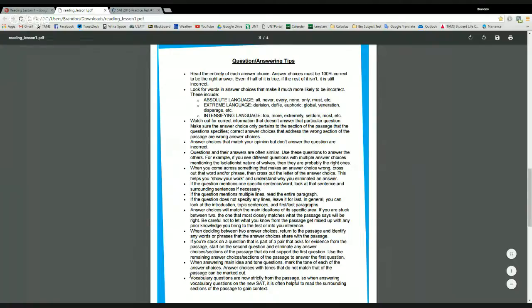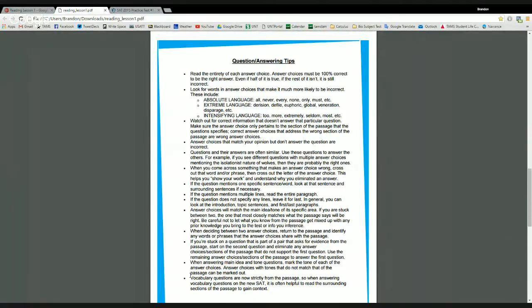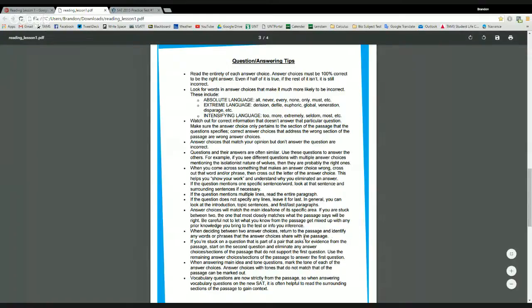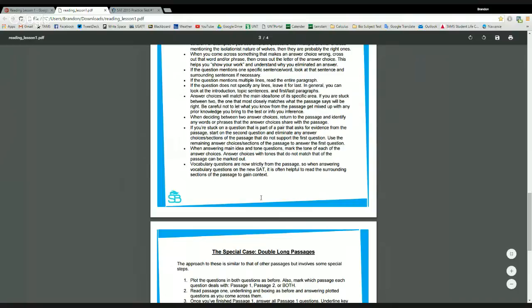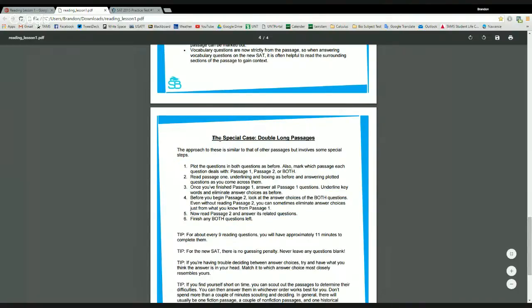Vocab questions are not strictly from the passage, so when you're answering vocab questions on the SAT, it is often helpful to read the surrounding sections of the passage to gain context. So again, just read around the vocab word that's given to gain the context, and eventually get the answer. Okay, the special case: double long passages.